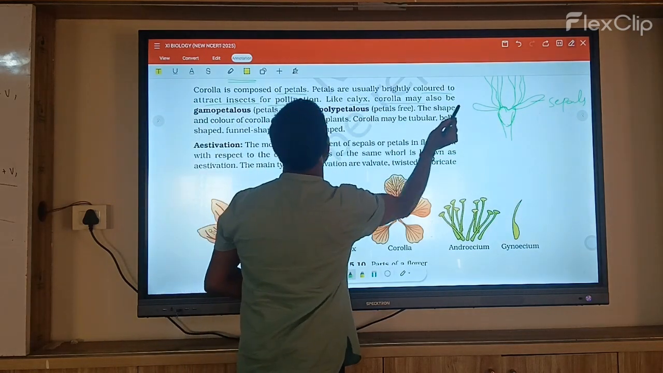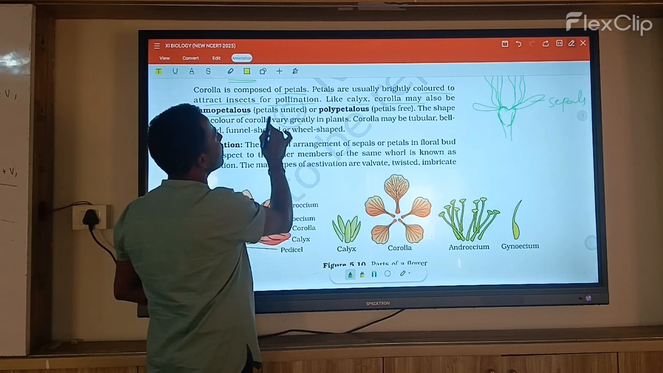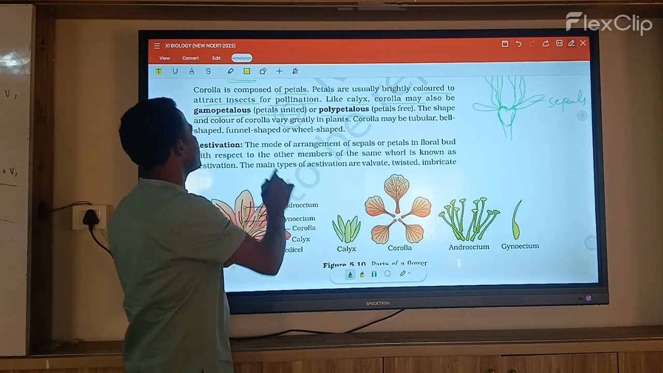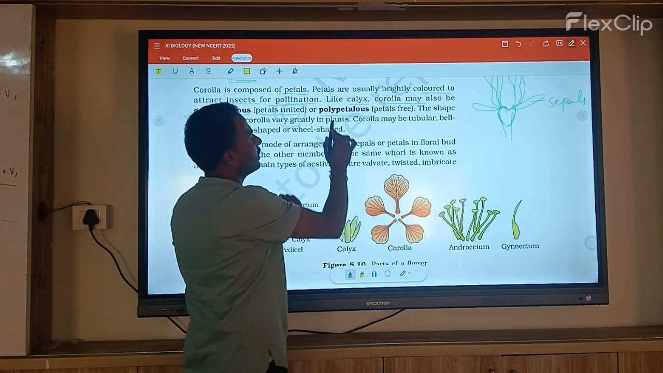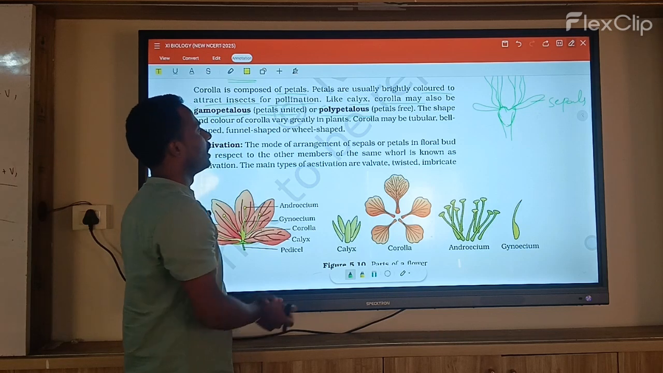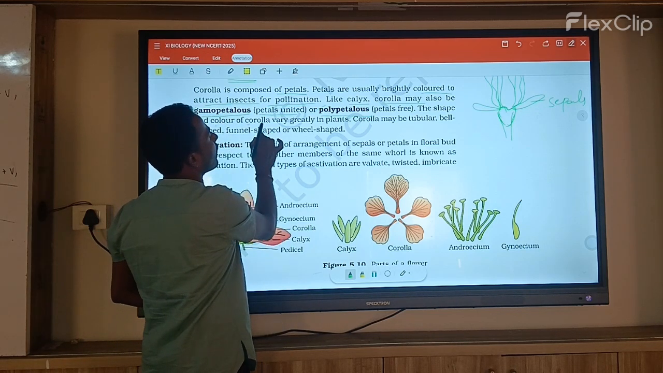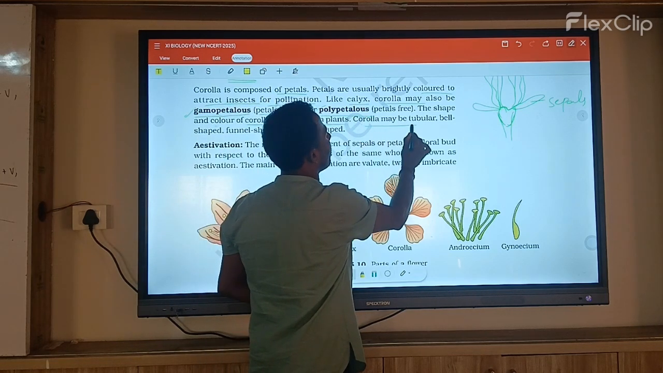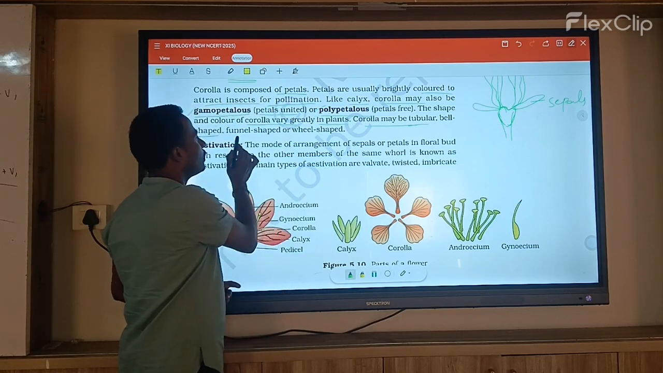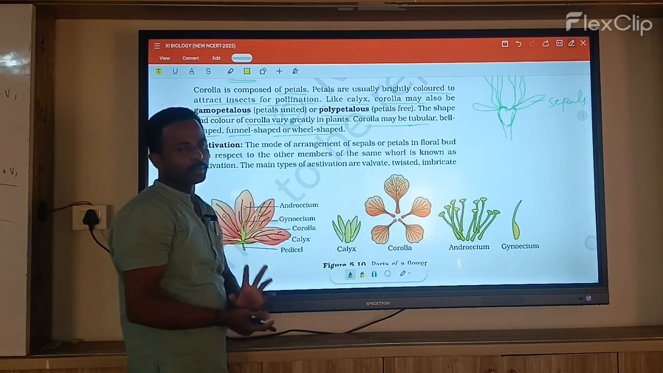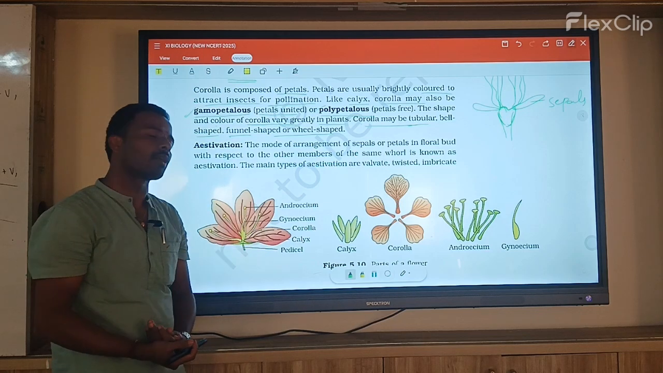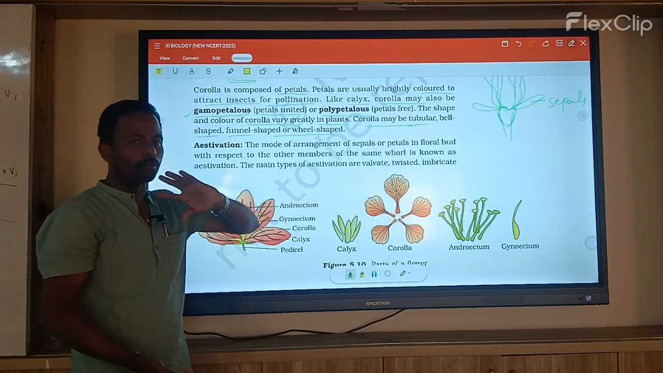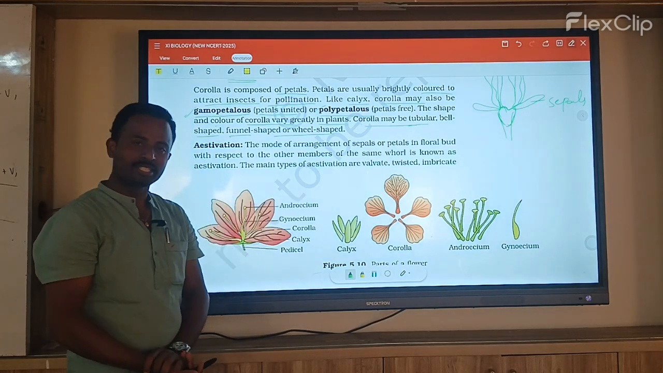Like the calyx, the corolla may be gamopetalous, where the petals are united, or polypetalous, where they are free. If the petals are completely fused, that is called gamopetalous, and if they are free, that is called polypetalous. The shape of the corolla differs in different plants. The corolla may be tubular, bell shaped, funnel shaped, or wheel shaped. So different shapes of corollas are present in different plant species.